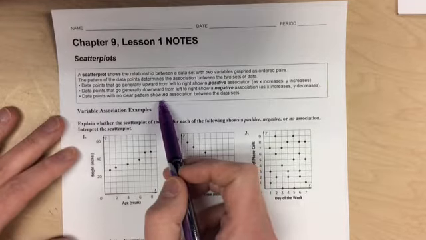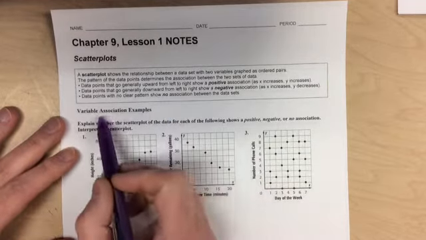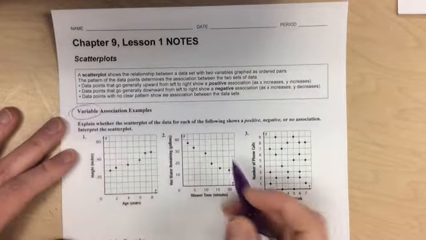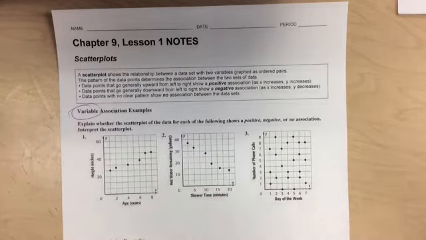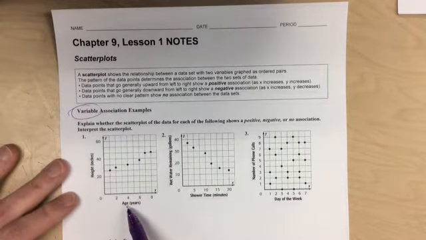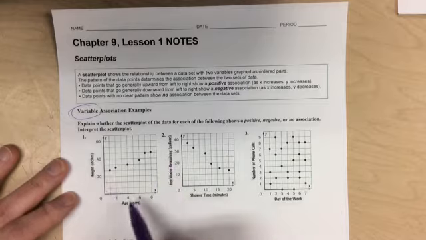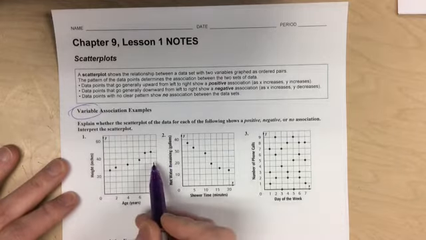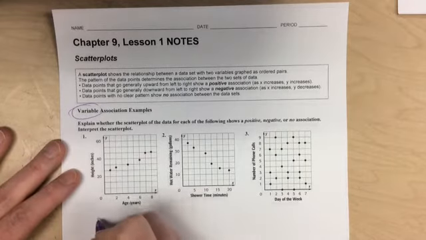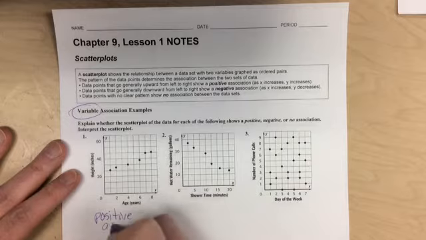And so we're going to look at some examples of those. And we're going to look at association examples by variables. It's important that you circle the variables there because we're looking just at the variables and how they associate with each other, the X and the Y. And so we've got this first one that deals with my age and my height. So as age increases, what happens to the height? Yes, it also increases. So that means it shows a positive association.